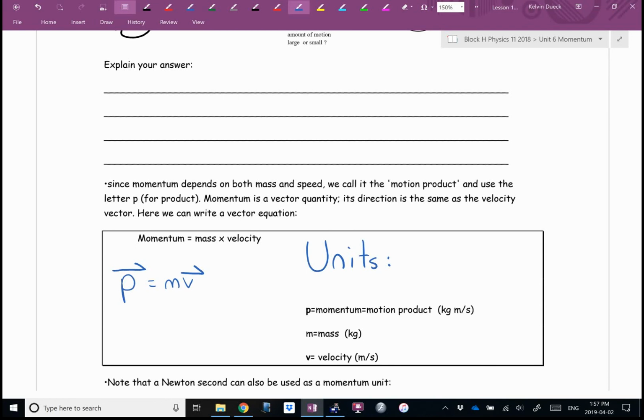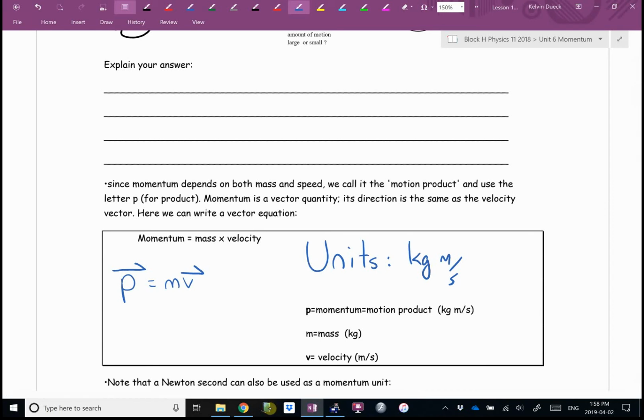Momentum is what times what? It's mass times velocity. What are the units for mass? What are the units for velocity? What are the units for momentum? Kilogram meters per second. It's kind of hidden in the equation. That's a bit of a long, almost a tongue twister to say all the time. Five kilogram meters per second.